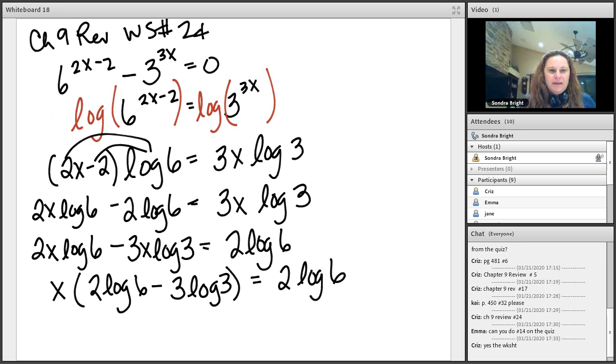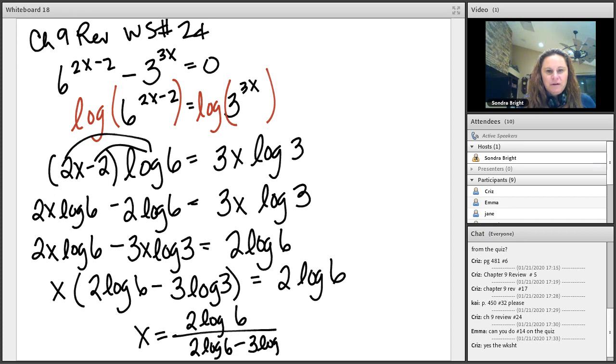Once I do that, I can factor out the x that is in common to both of these. And then x is going to equal, dividing that big old thing, 2 log of 6 divided by 2 log of 6 minus 3 log of 3. If you need to put it in your calculator, make sure you put parentheses around this denominator.